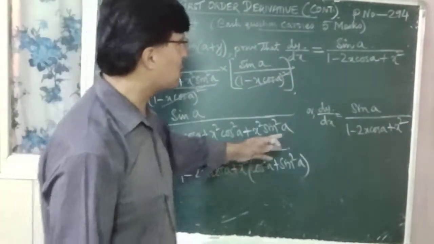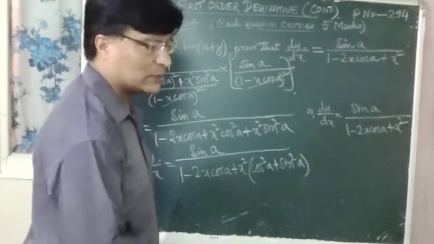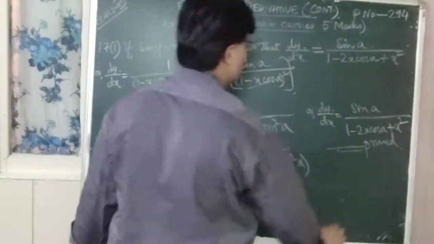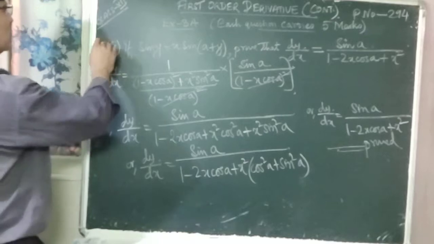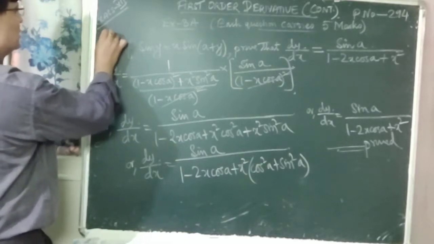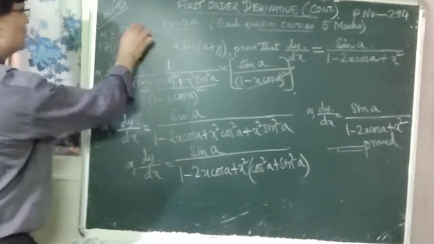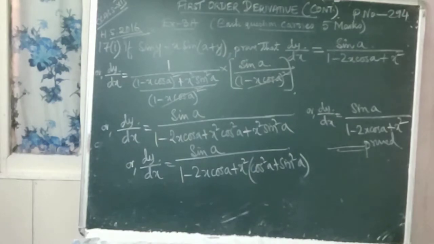So did we get the result? sin a divided by 1 minus 2x cos a plus x squared. So we have proved it. Is that clear? So this question is very, very important. This question had come in PRHS 2016. So you can revise the problem at home. So we'll do the next question now.